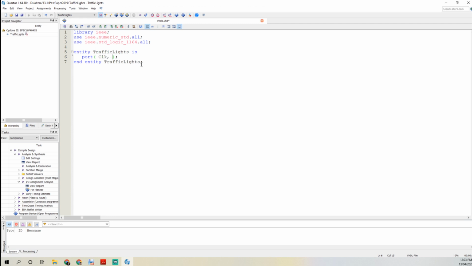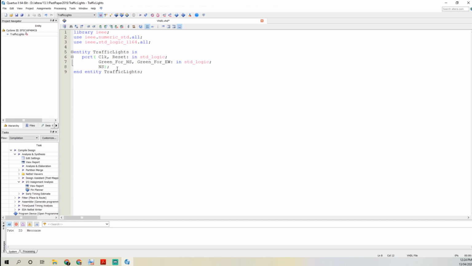So I have my clock signal and my reset signal, which are both inputs of type standard_logic. I have my green for north-south and my green for east-west signals, which are also of type standard_logic. Of course, I could have just as easily declared all of these signals on the same line because they are all inputs of the same type. However, just to differentiate my control signals from my data signals, I declare them on different lines.